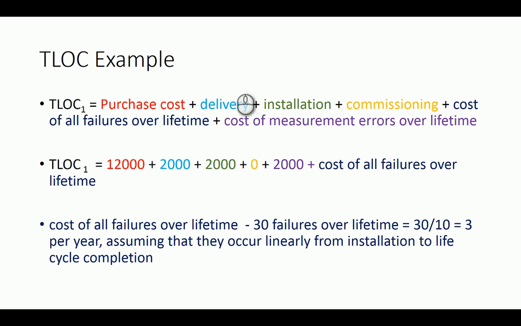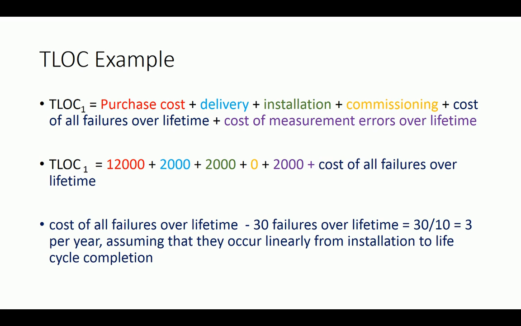So as an example here, I just want to pause for a second there and go back to T-Lock example number 1. From the previous PDF we've seen that the T-Lock was the purchase cost, delivery, installation, commissioning, and the cost of all failures over the lifetime, and obviously the cost of any measurement errors over the lifetime as well. So hopefully this breaks it down nice and easy for you.